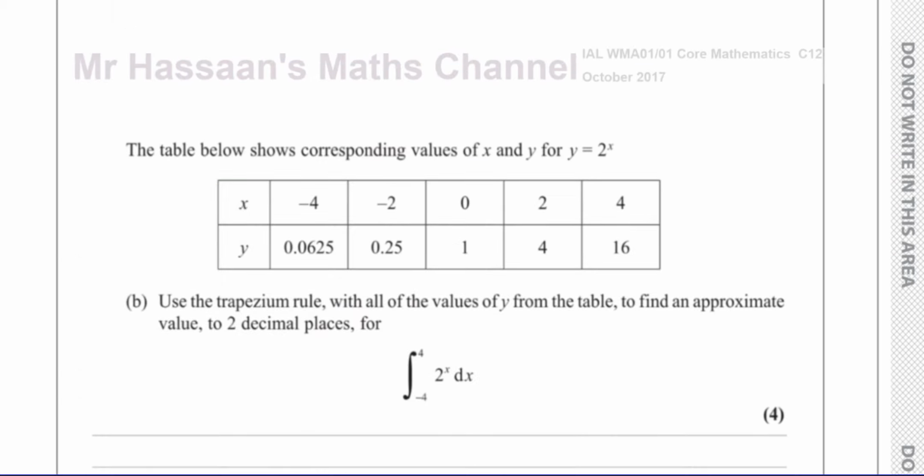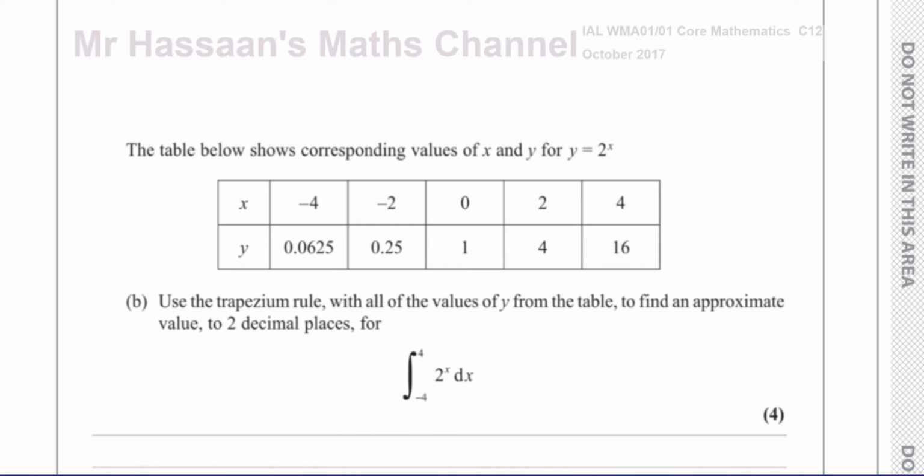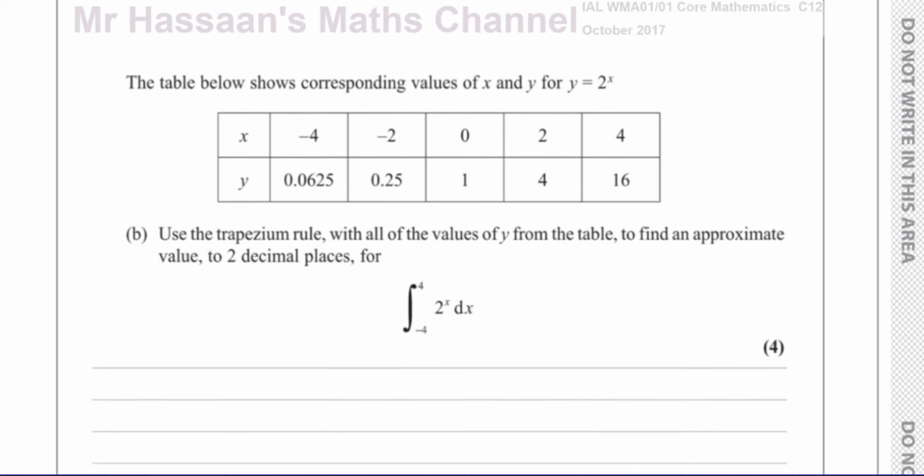Now for part B, here we have a table which shows the corresponding values of x and y for 2 to the power of x. So they've given us the values already. The table's done for us already. We don't have to put any values in.